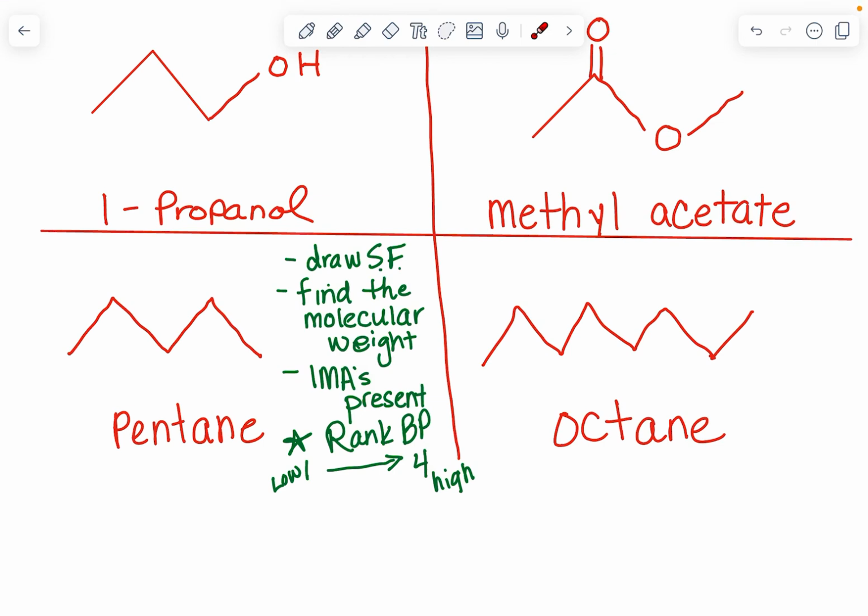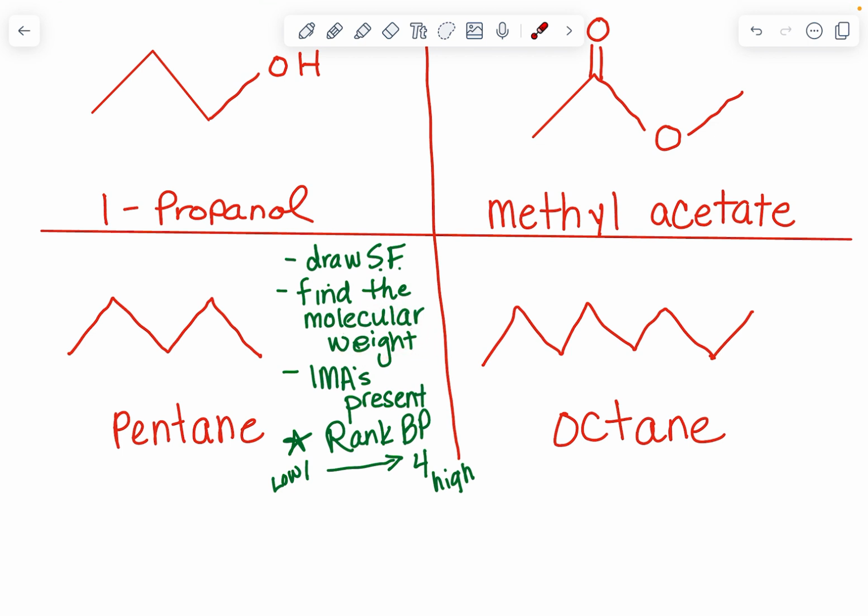So in order to start this out today, what we're going to do is look at these four different molecules. And I've given you what they look like. You don't have to know that yet. But basically, what I want you to do is look at these four molecules as a group, and I want you to draw structural formulas for them, find the molecular weight of each.